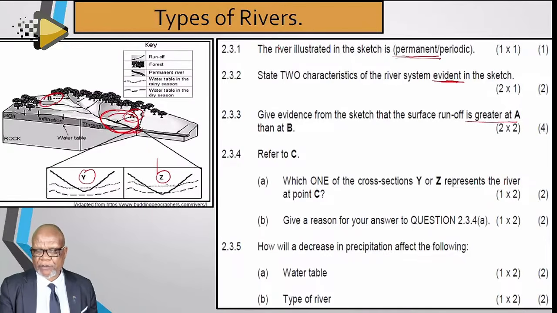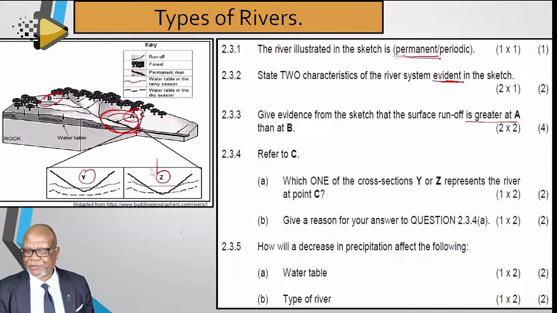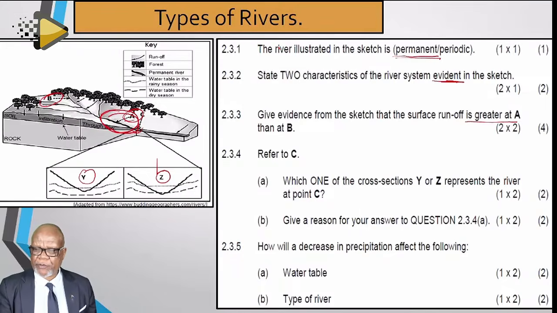The water table is above the riverbed for both seasons, for both the wet season and the dry season. Which one? Give a reason for your answer. You give the answer. I've already given the answer. It is because the water table is above the riverbed for all seasons.